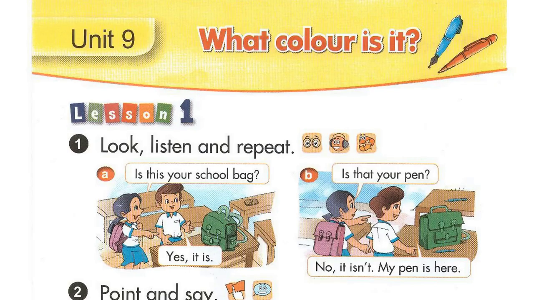Page 58. Unit 9. What colour is it? Lesson 1. Activity 1. Look, listen and repeat. A. Is this your school bag? Yes, it is. B. Is that your pen? No, it isn't. My pen is here.